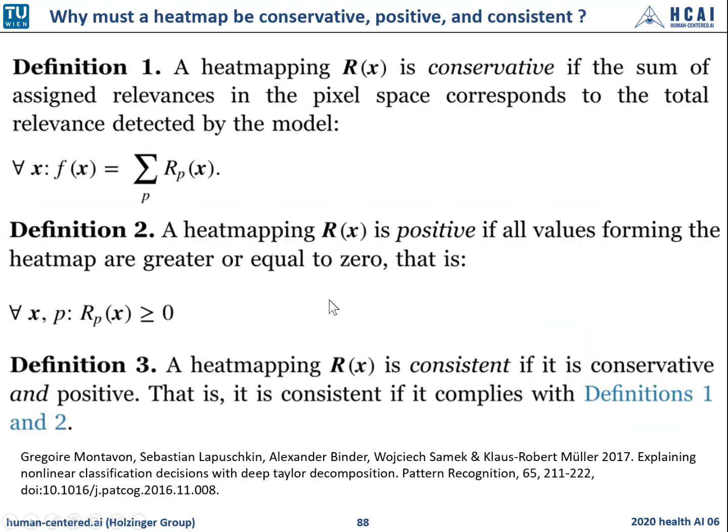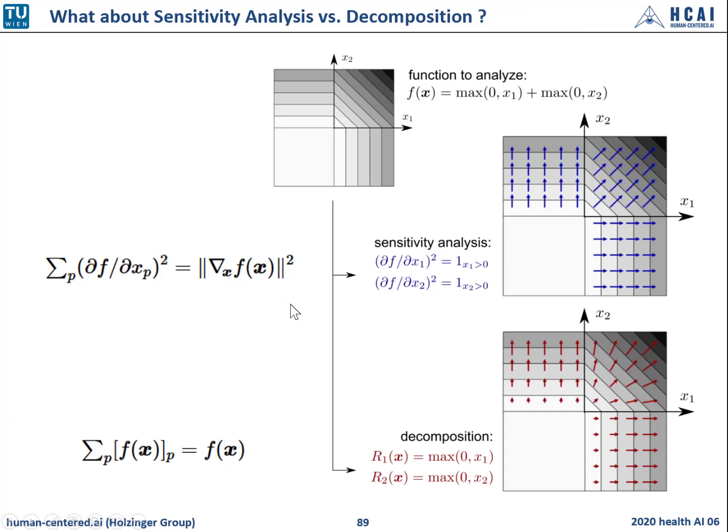Very good. So why must the heat map be conservative, positive and consistent? Because we would like to associate to each pixel p in the image a relevance score, R_p(x), that indicates for an image x to what extent the pixel p contributes to explaining the classification decision f(x), and to store the relevance for each pixel in the heat map. So the heat map must satisfy the following three requirements, conservative, positive and consistent, as you can see in these definitions.